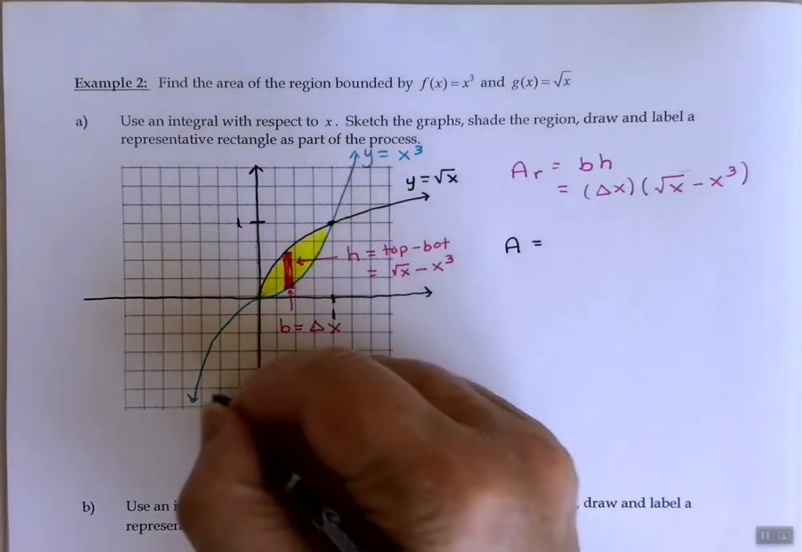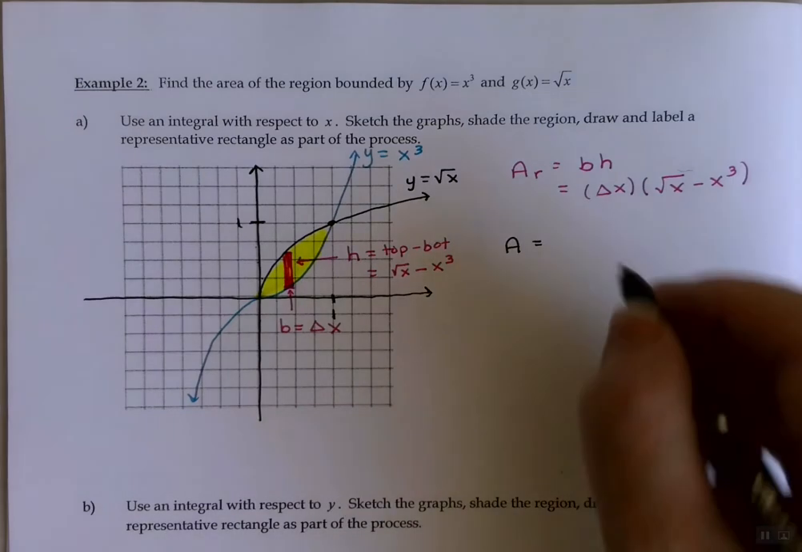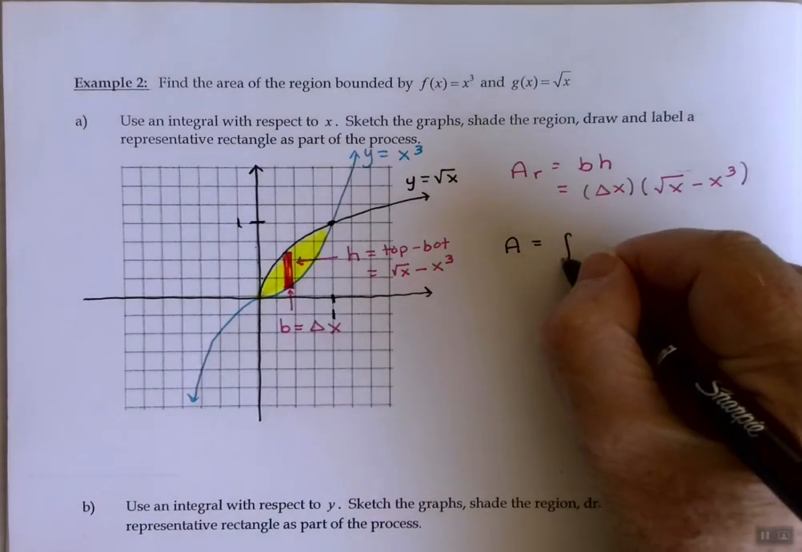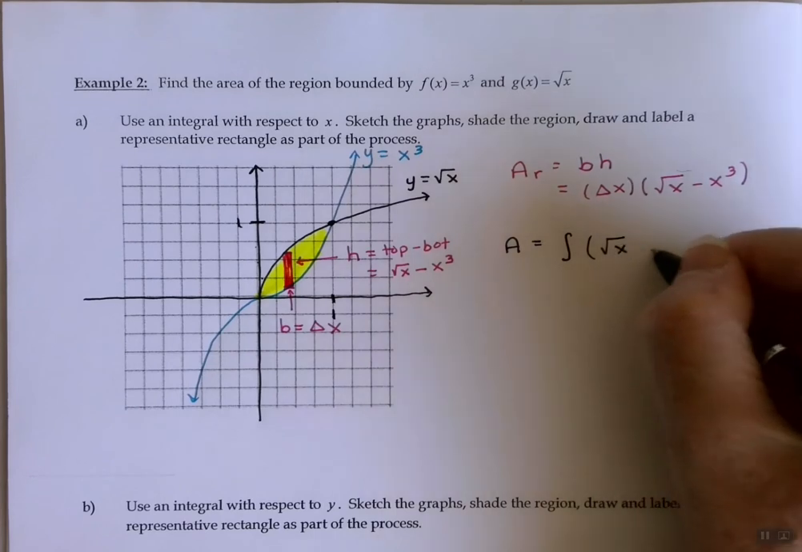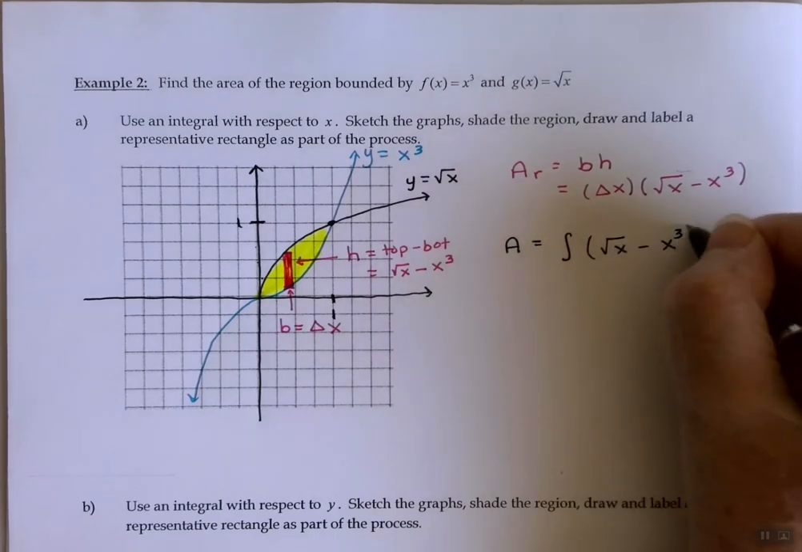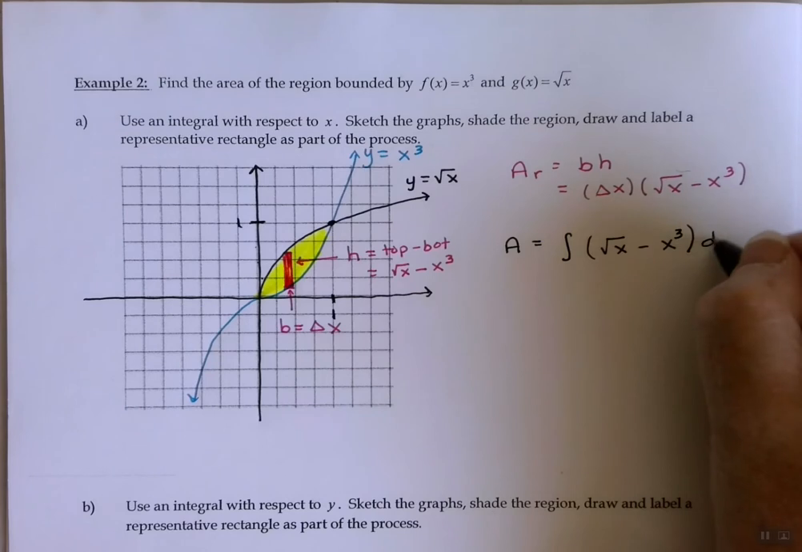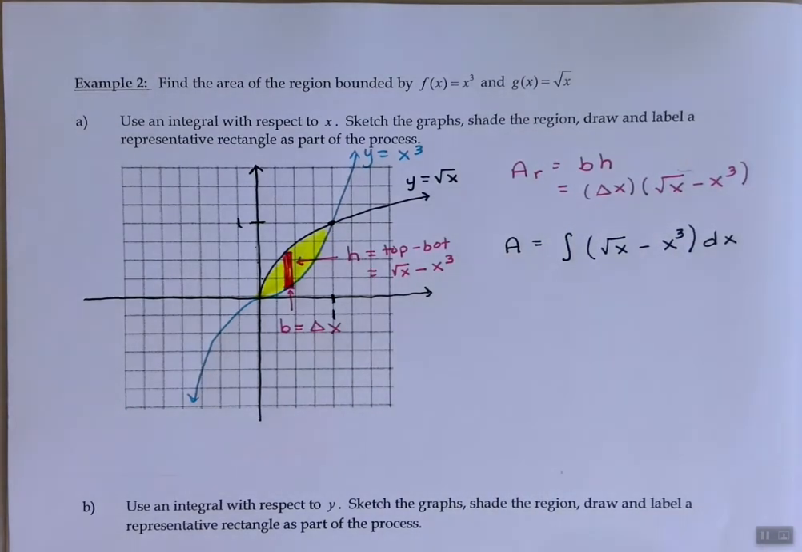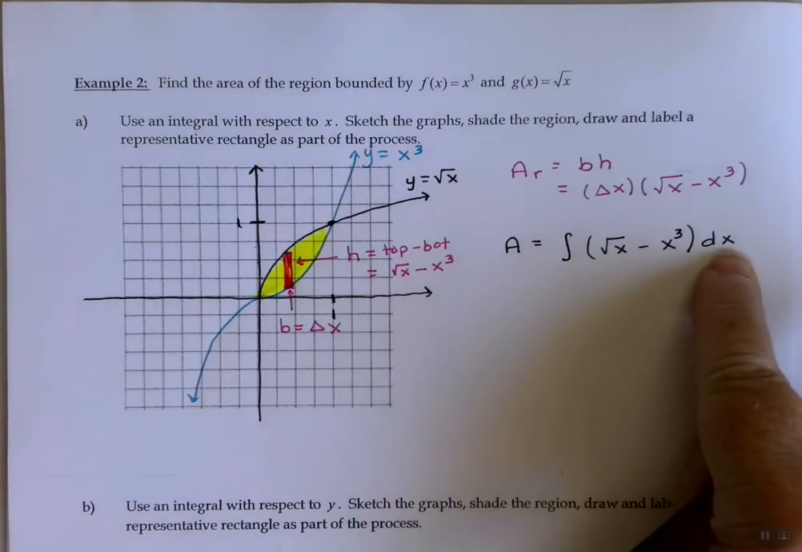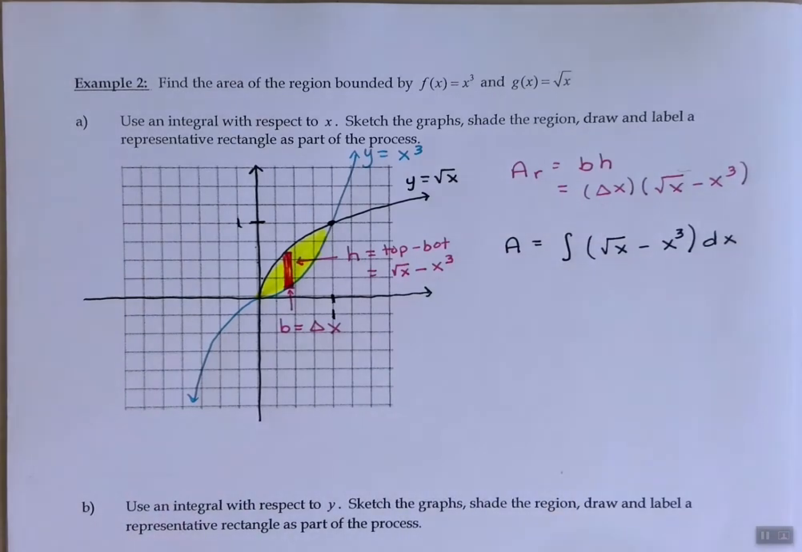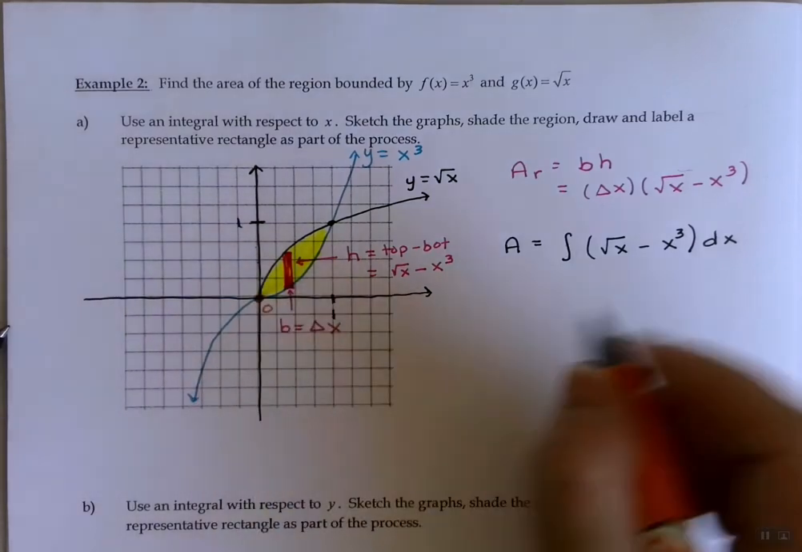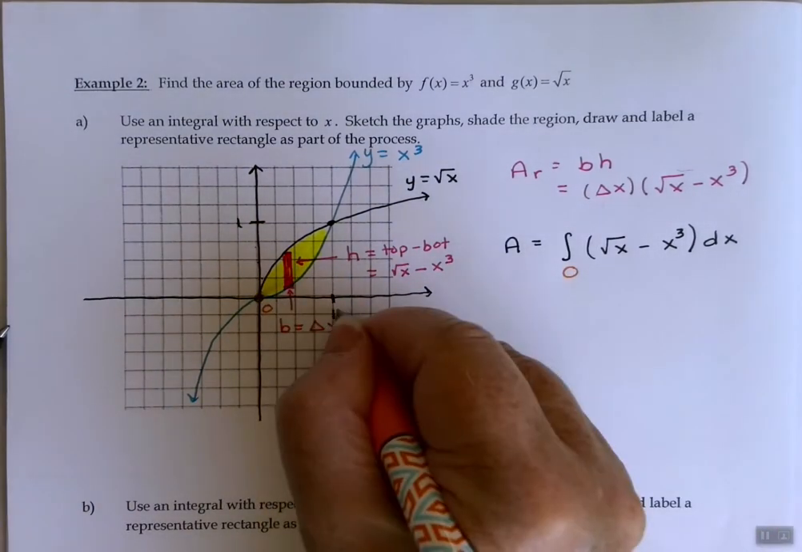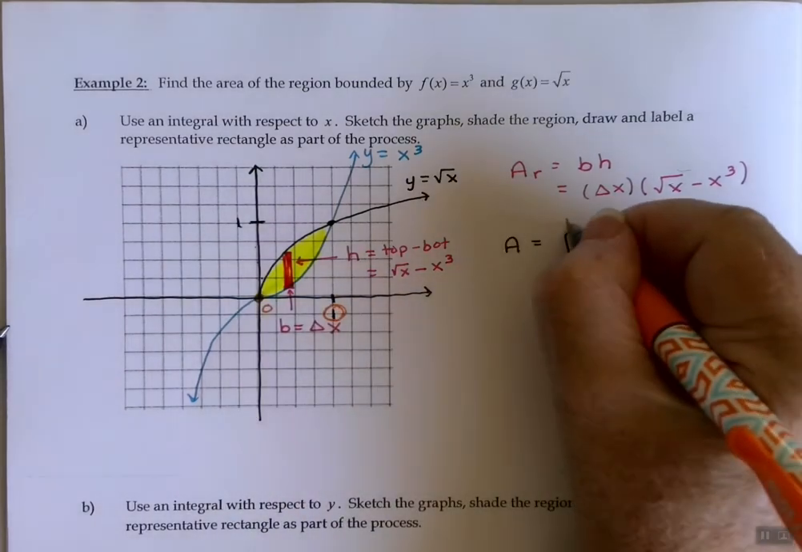The area of the entire region is going to be the integral of this area, square root x minus x cubed, and then the delta x becomes the differential dx. X is my variable of integration. That means the limits of integration are the x values. And so I'm going to start here at x equals 0, and I'm going to end here at x equals 1.